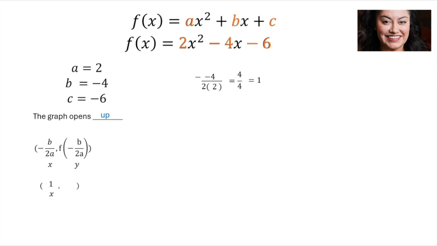We'll now go ahead and plug in our x value to our original equation and solve for our y value of our vertex, which will be negative 8. So our y value is negative 8, and our vertex is the point 1, negative 8.